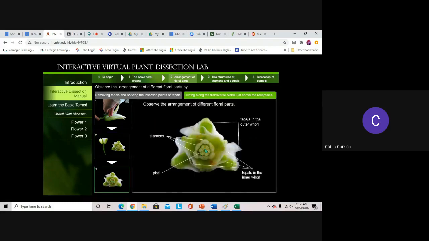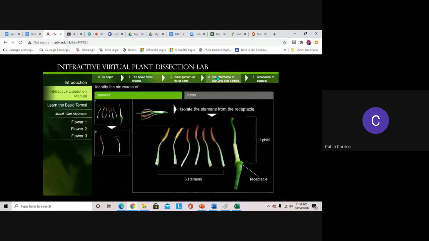So here's your female part, the pistil, here's your male part, and then again, the petals or tepals in this case, inner whorl and outer whorl. Whenever you dissect, you want to isolate the stamens from the receptacle. You remove those, and in this case, there's 6. Then your receptacle is along the bottom.